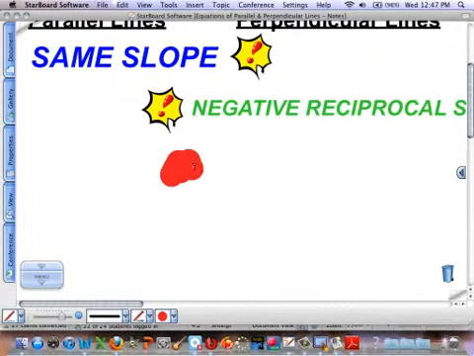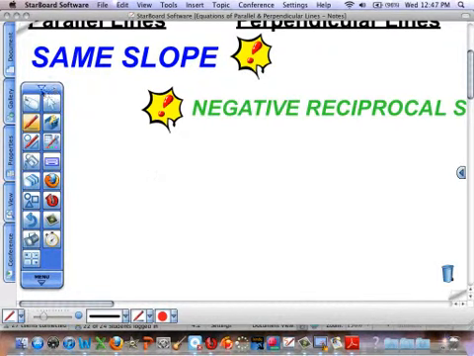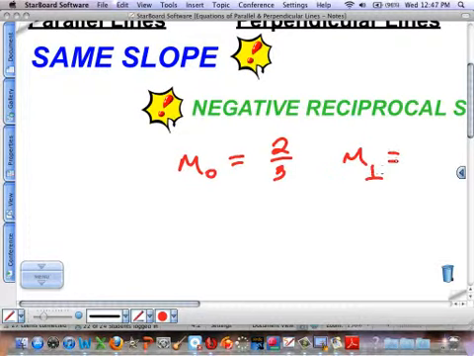Let's say that my original slope was 2/3. What would be my perpendicular slope? Nick? Negative 3/2. So again, all I'm doing is changing the sign and flipping the fraction.